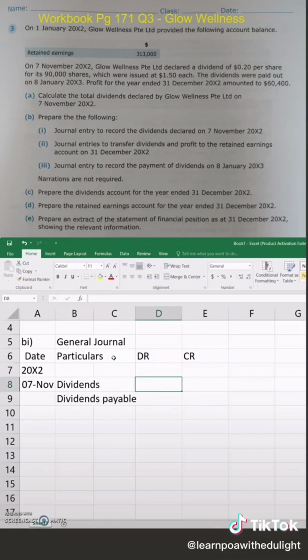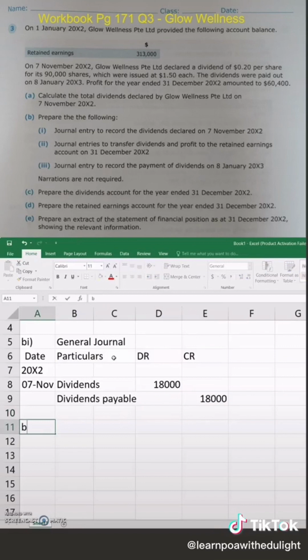Now, I have not talked much on the dividends in part 1 of the video because my concentration was on retained earnings. Just to do a quick run through, if you have dividends declared on that day itself, if you have not paid for it, it has to be dividends payable. If you pay for it, that will be cash at bank, obviously. Because this question states that it is on 8 January 20x3, which is next year, I will debit dividend, credit dividend payable to record it as an owing amount of $18,000.